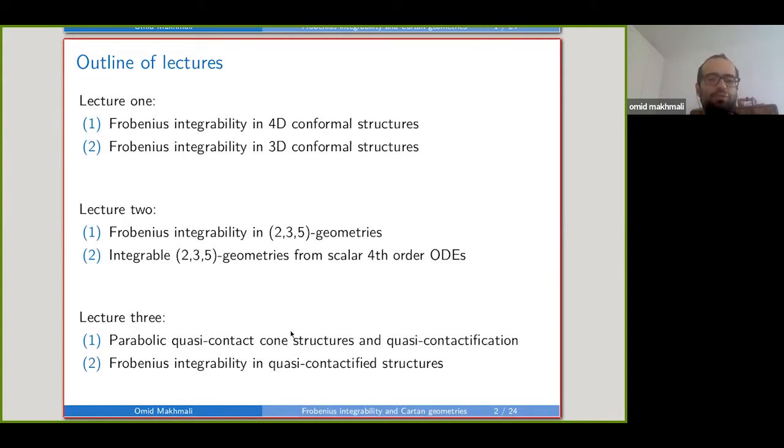The second lecture would be, again, the appearance of this Frobenius integrability in 2, 3, 5 geometries that we've seen quite a bit in a couple of lectures. And then we'll give examples of 2, 3, 5 with this kind of property using a scalar fourth order ODE. And then this construction will lead immediately into the general construction that we'll talk about in the third lecture.